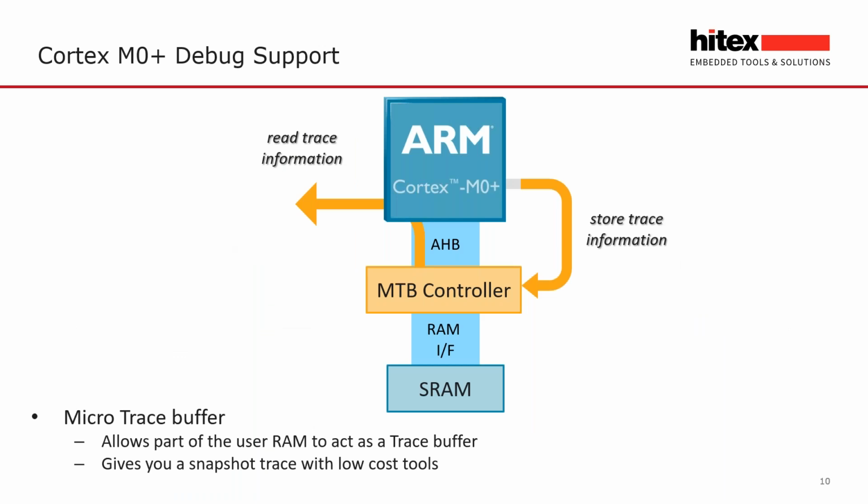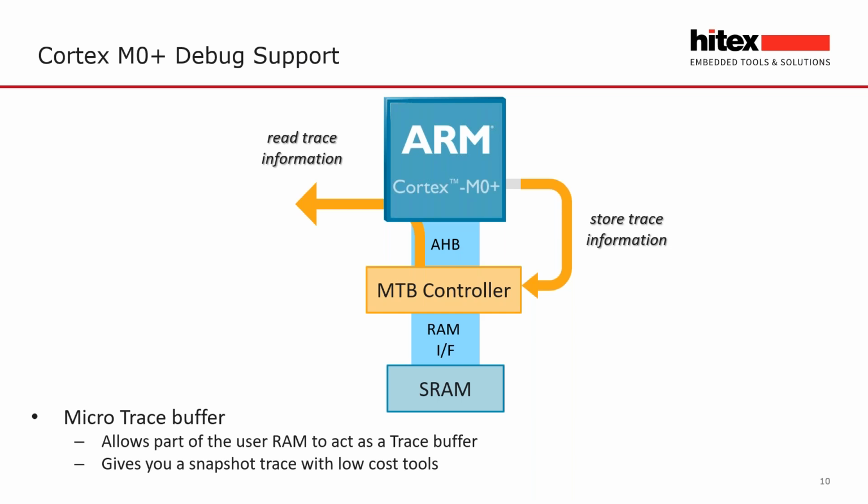On the Cortex-M0+, ARM introduced a different style of trace buffer, and this is called the micro trace buffer. This allows you to take a bit of the user internal SRAM of the microcontroller and convert this into a circular snapshot trace buffer. So now as your application code is executing, it's being recorded into the RAM used by the micro trace buffer. And then when you stop the execution, you can download the contents of that trace buffer and display it within the development tool.